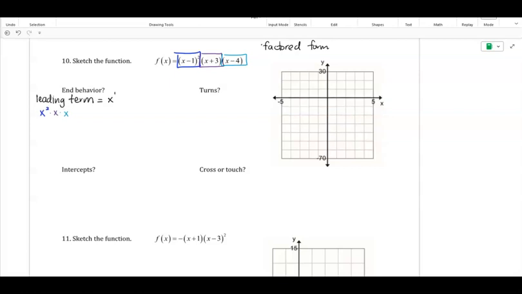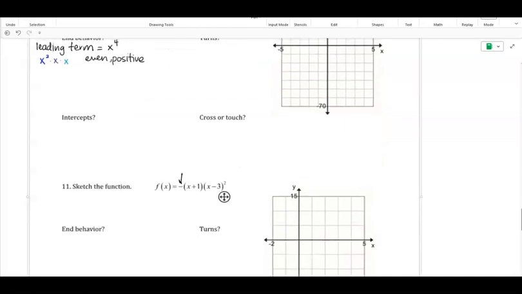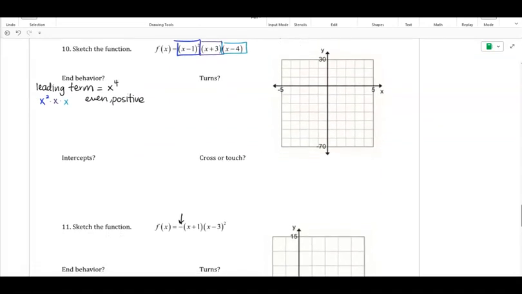Multiplying all of those together gives me a leading term of x to the 4th. The 4 is even, and that leading coefficient is positive. There's no minus sign out in front like there is here in example 11. So even and positive means that I'm expecting both ends of the graph to point up. So now we can say that as x goes off to positive infinity, the right side of the graph is pointing up to positive infinity. And as x goes off to negative infinity, the left side of the graph is pointing up to positive infinity.